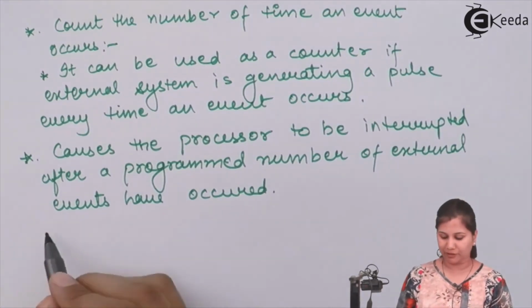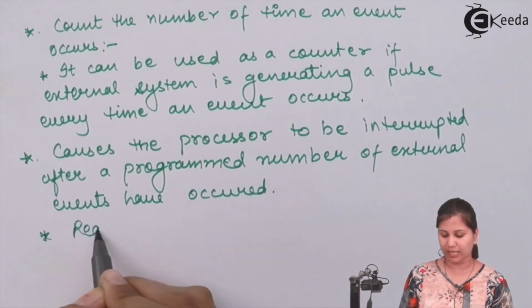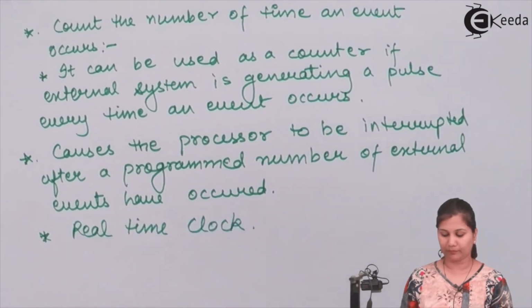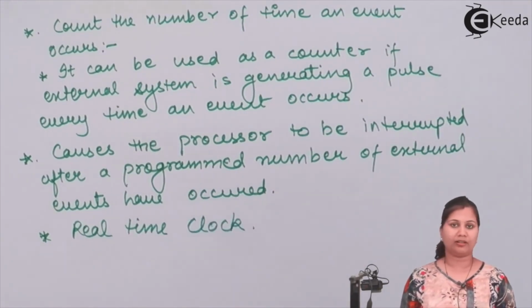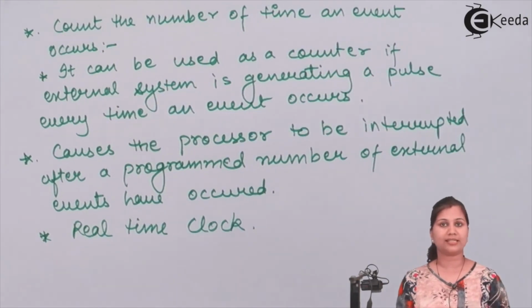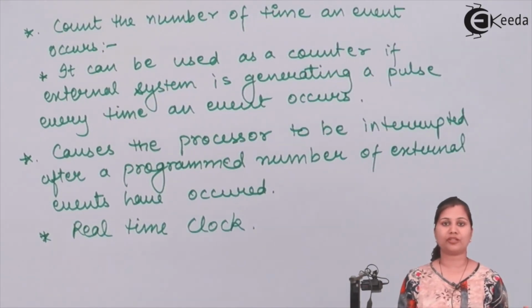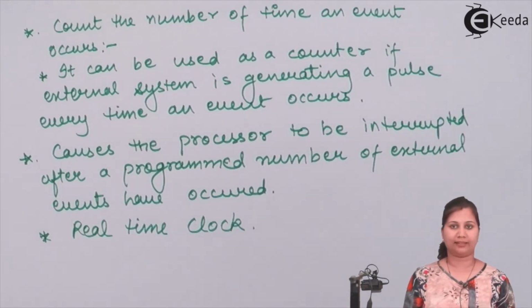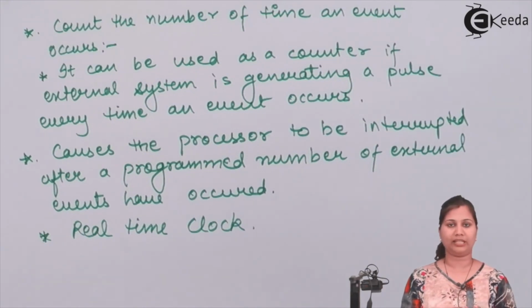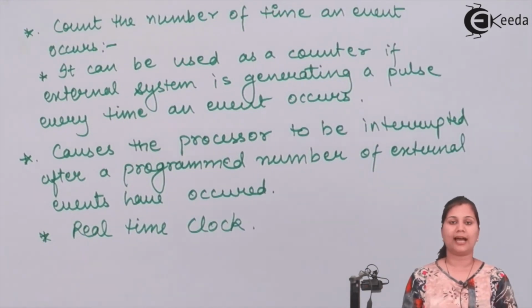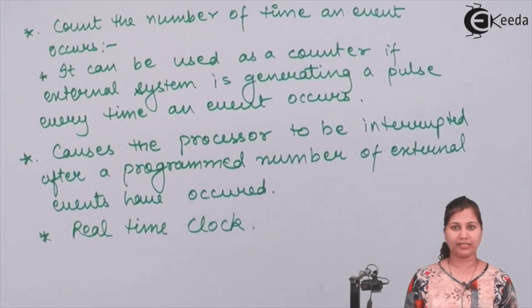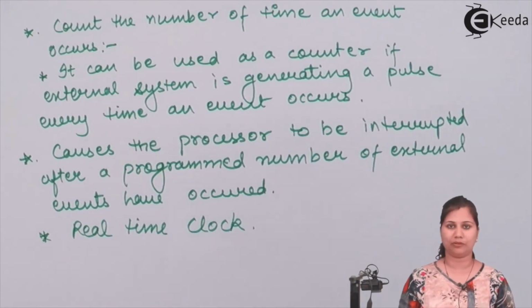And the last application is that it can be used as a real-time clock. We can use it here because it generates pulses after every fixed interval of time. We can set that time interval in the count. We initialize the count with that, and every time the counter has been decremented to zero it will generate the pulse. So this time interval can be fixed and it can work as a real-time clock.